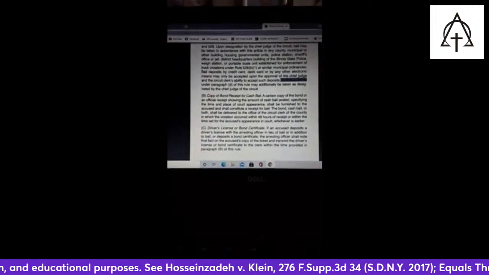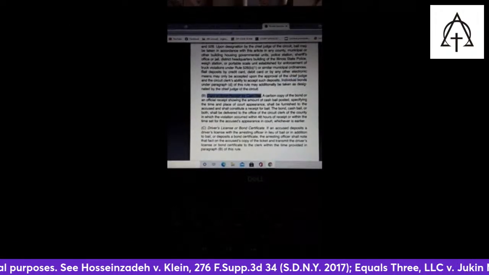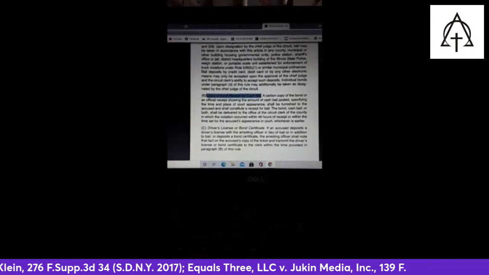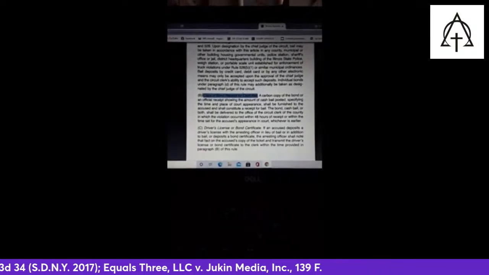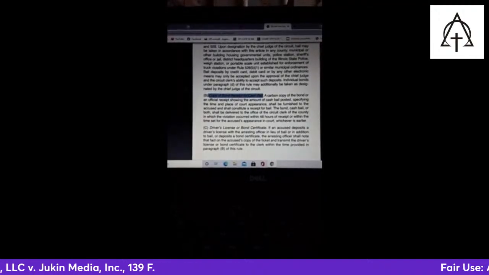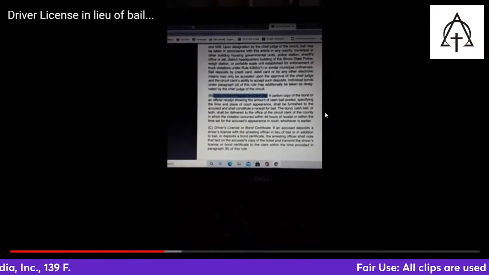Copy of bond receipt for cash bail. Remember I told you you've got to give them a receipt? You got to get a bond receipt. Or make up a bond receipt showing that you've received their bond and you're giving them a cash receipt. What's that cash receipt? That's that affidavit, people.